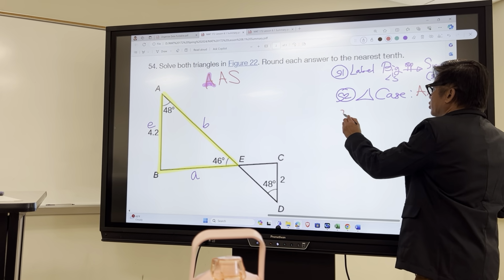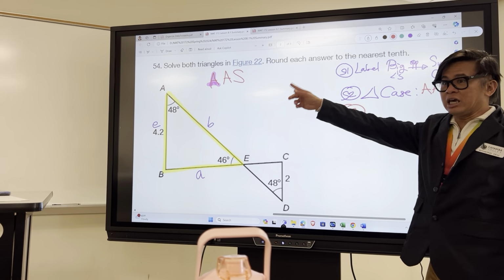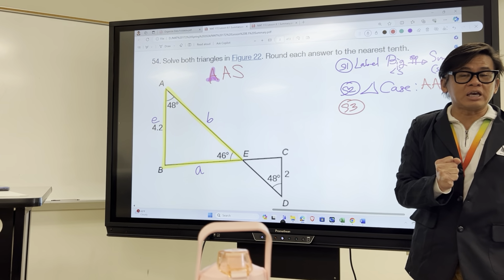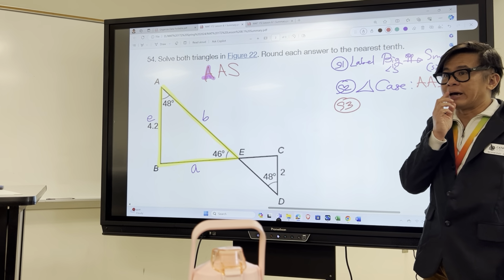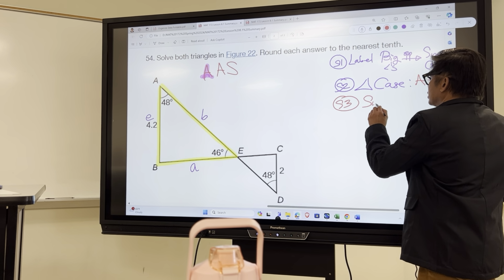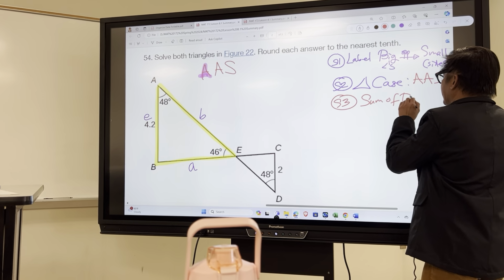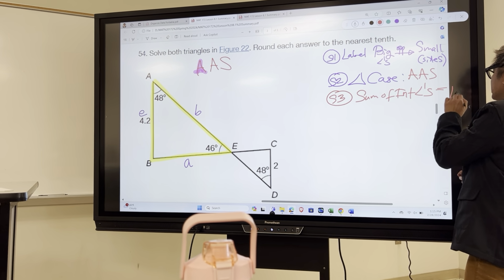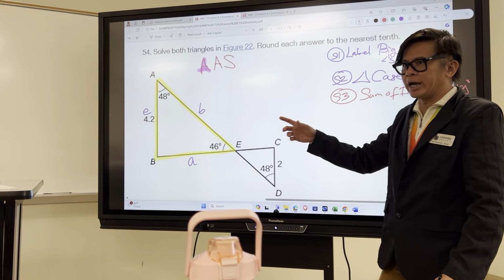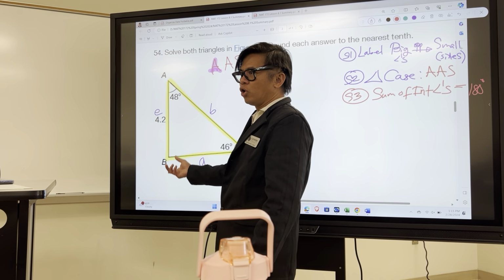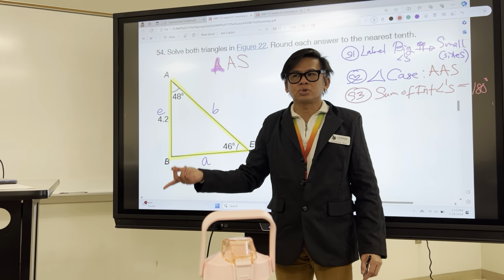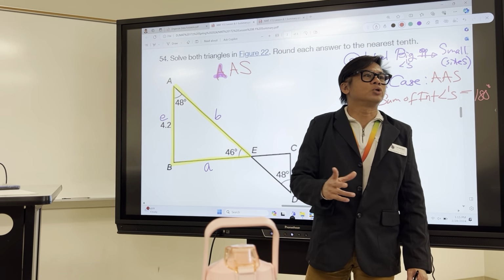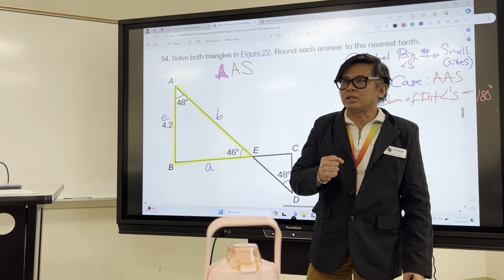Step number 3. If two angles are already given, then we can solve for the third angle by the sum of interior angles, which is equal to 180 degrees. Any triangle, oblique, obtuse, acute, any type of triangle should sum up to 180 degrees.